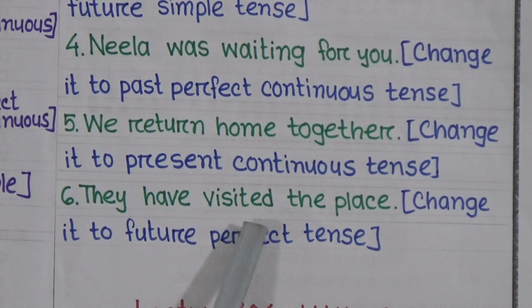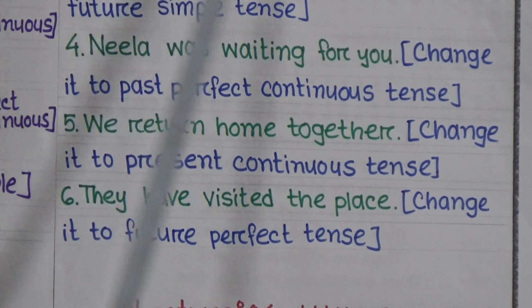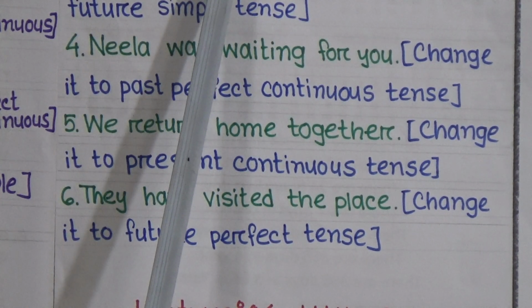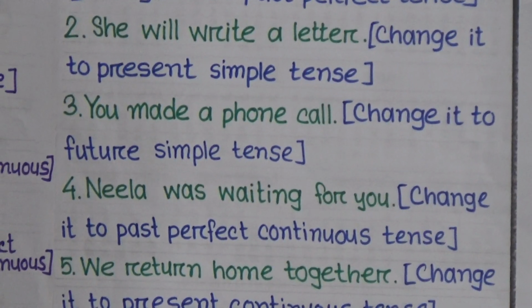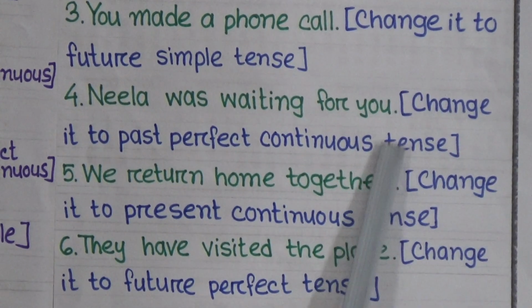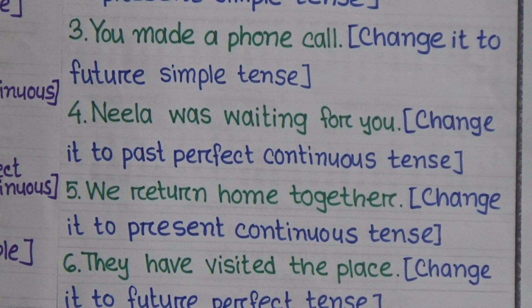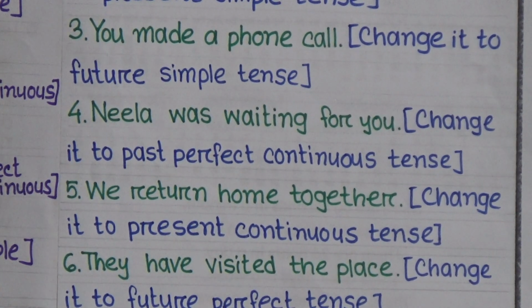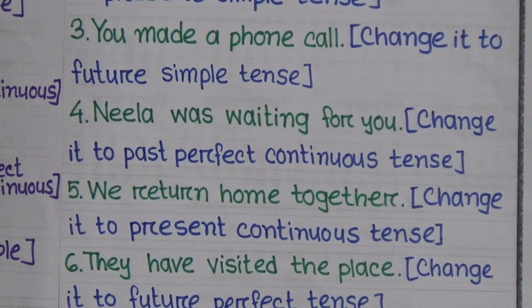And last, they have visited the place. You have to change this given sentence to future perfect tense. Students, you have to write only the answer. No need to write the question, you will write only the changed sentence. And here I have given 6 sentences. You have to write 6 changed sentences in the tenses that I have mentioned in brackets. And please do it remembering the structures that you have learned in earlier classes. And don't forget to write the lecture number and homework number at the top corner of your copy. Lecture number is 4 and homework number is 3.